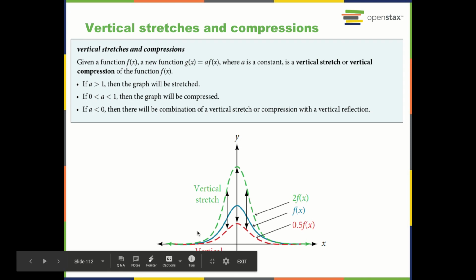So here we have a graph. The blue function is our original function. A vertical stretch, 2 times f of x, would make it taller. And on this red graph here, 0.5 times f of x makes it smaller.